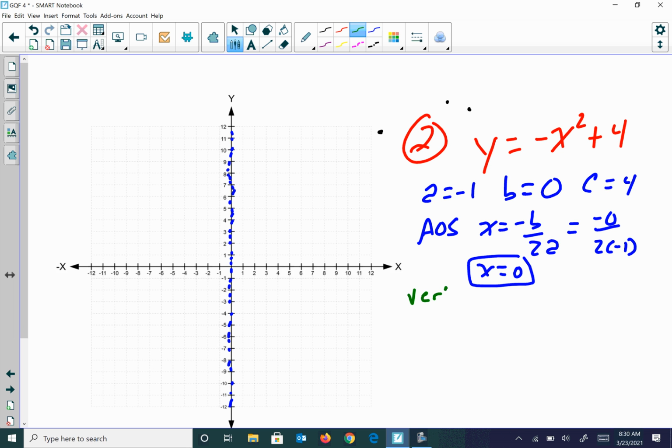Vertex is -b over 2a, comma, plug in x. Okay? Yeah, we already have -b over 2a, so there's no reason to go reinvent it. So I have 0, comma, then I'm going to take 0 and plug it in for x. So I get -0 squared plus 4. What is 0 squared? 0. What is -0? 0. 0 plus 4 is? So I get 0, comma 4. So 1, 2, 3, 4.